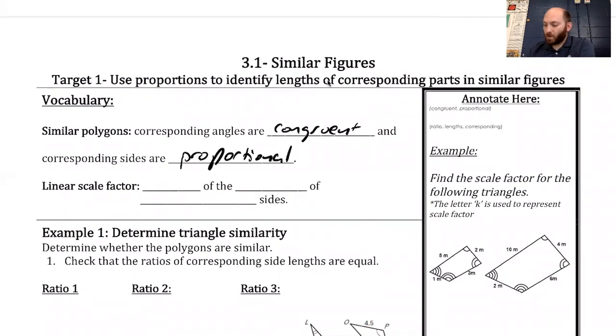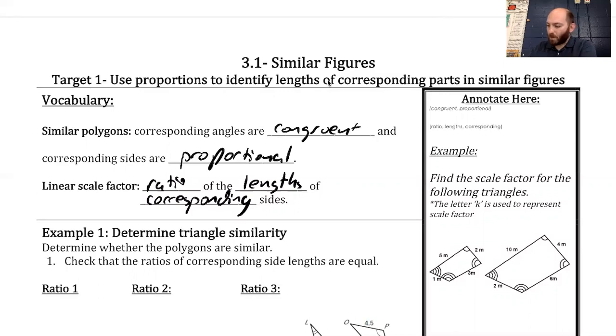okay? So what does that mean when we talk about something being proportional? It means, like we did in our algebra review lesson, if I have something that's 2/3, like a ratio of 2 to 3, everything is 2 to 3, okay? You'll see what that means when we get to some of these other ones. All right, so linear scale factor, that is the ratio of the lengths of corresponding sides.